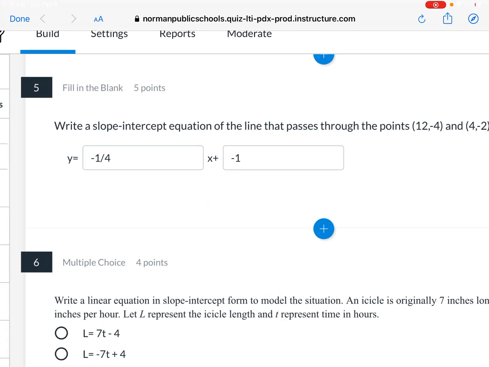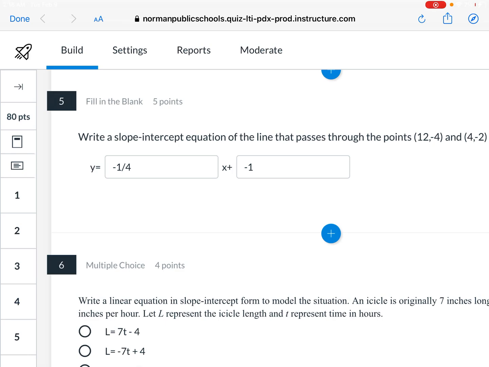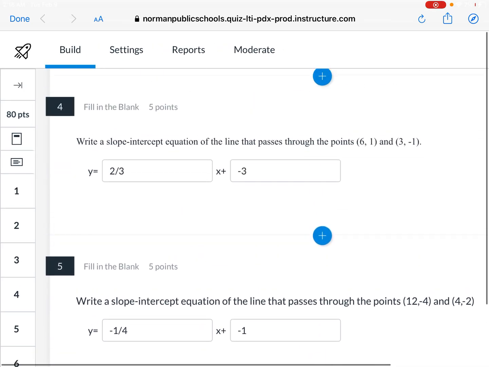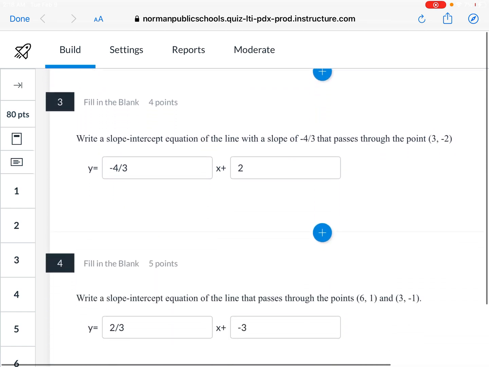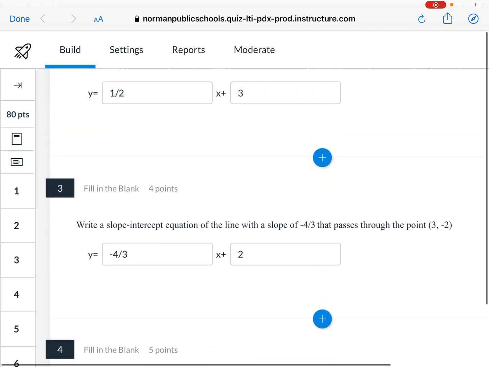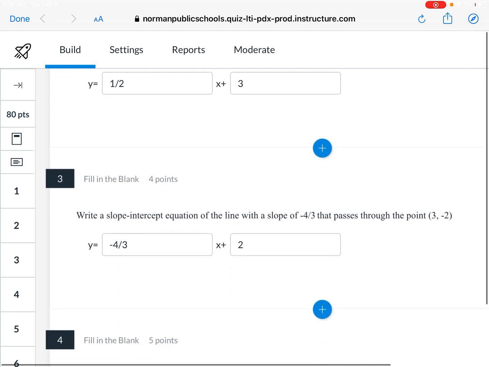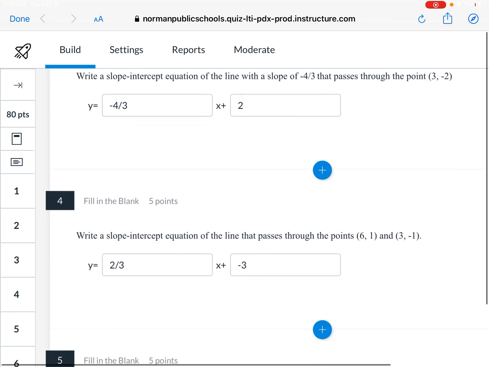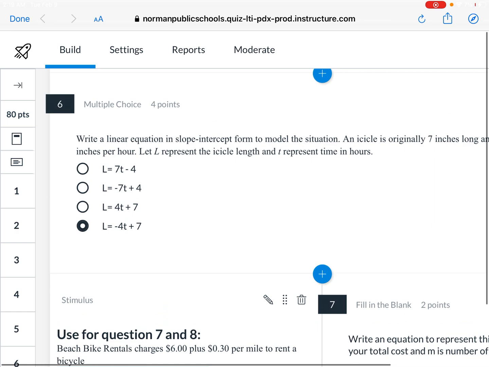All right, and then when you flip it back to number 5, right here on the practice test, you can clearly see that the answer is negative 1/4, and then obviously x plus, and then negative 1 is your y-intercept. So really what you're doing on these problems, number 2, 3, 4, 5, is typing in the slope for the first answer and the y-intercept for the second answer, because your x plus is already in the middle.